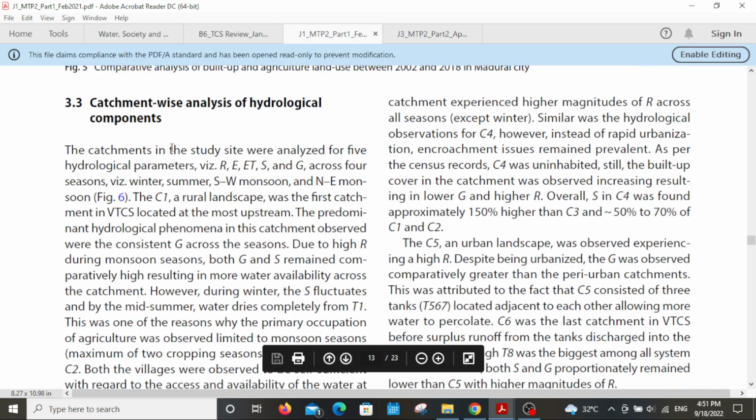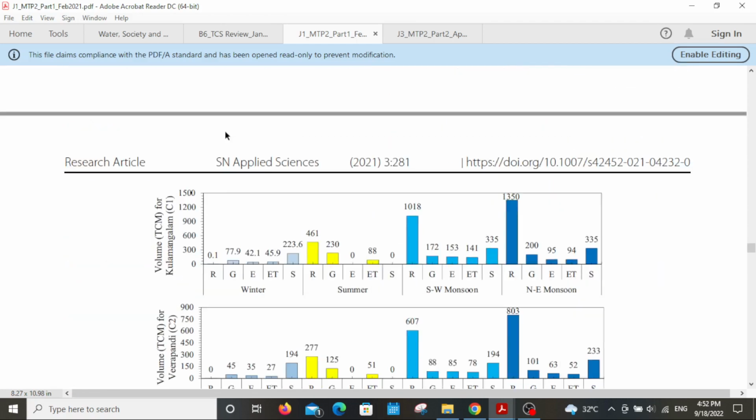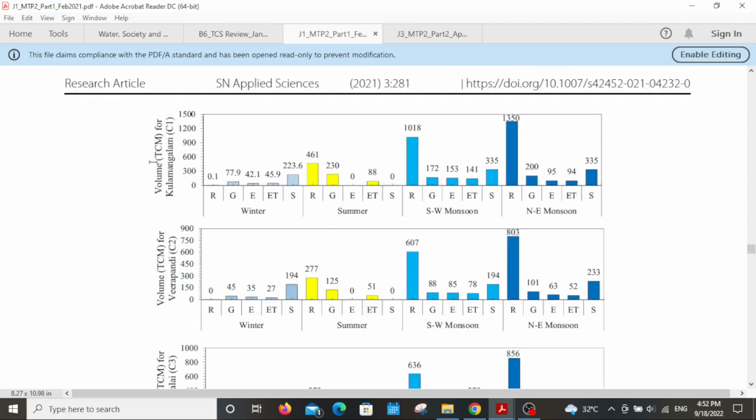Likewise, the study also conducted the hydrological analysis, where we found the water balance components for each catchment. Here you can see this is catchment number C1, the Kharagpur tank. We can see against each season, that is winter, summer, southwest monsoon, how each of the variables is behaving. This is a classic example of how to use the water budget equation and determine each of the hydrological components, such as R for runoff, G for groundwater, E for evaporation, C for transpiration, and S for storage.